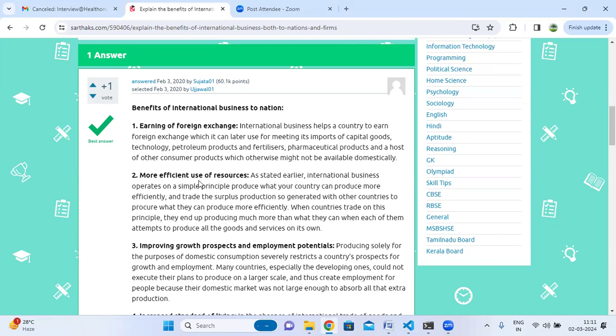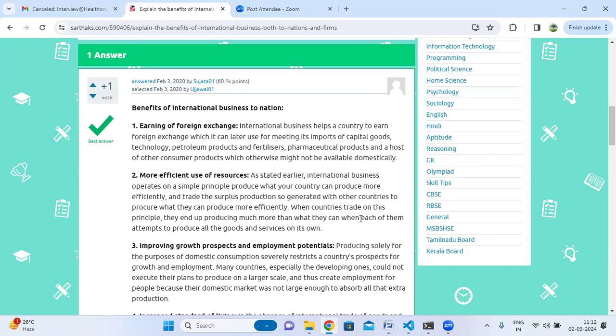Next one, more efficient use of resources. As stated earlier, international business operates on a simple principle: produce what your country can produce more efficiently, and trade the surplus production with other countries to get what they can produce more efficiently.